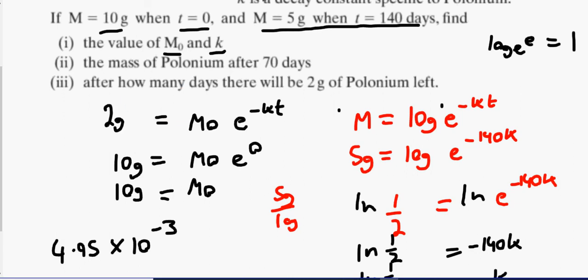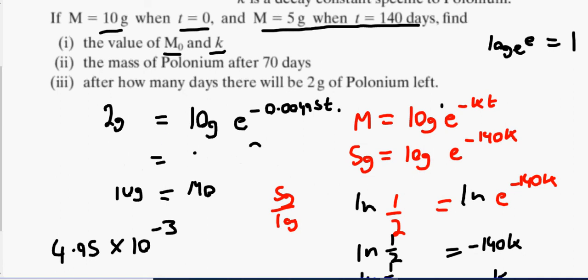You replace M0 with, anybody? 10g. 10g looks like log, doesn't it? That's annoying. Alright, 10g looked a lot like log, so just don't confuse that in the exam. What can I replace k with? Point, just one sec. 0.00495 t. Everybody cool with that?